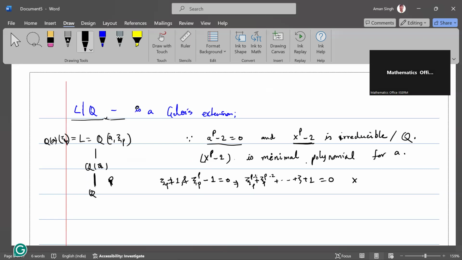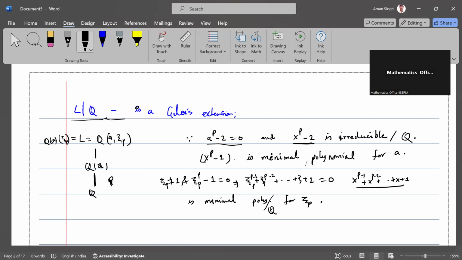So this is irreducible: x^(p-1) + x^(p-2) + ... + x + 1. This polynomial is irreducible, and this is the minimal polynomial for zeta_p over Q. Okay, this is important.